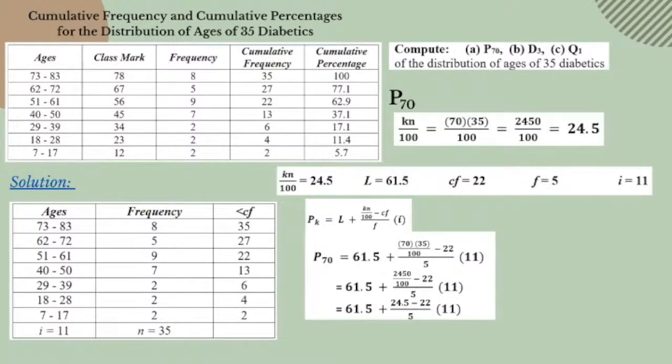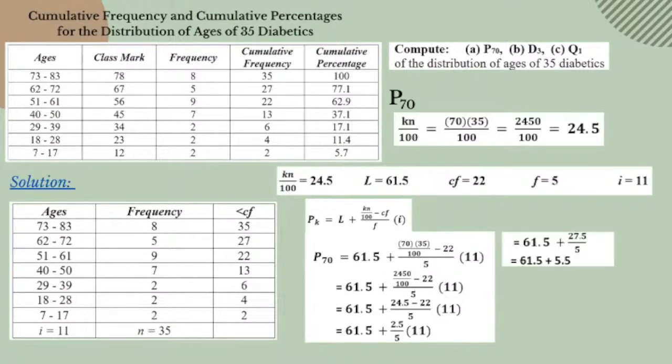61.5 plus (24.5 minus 22) all over 5 times the quantity of 11. 61.5 plus 2.5 divided by 5 times the quantity 11. 61.5 plus 5.5, and it will give you the answer of 67. Therefore, P sub 70 is equal to 67.